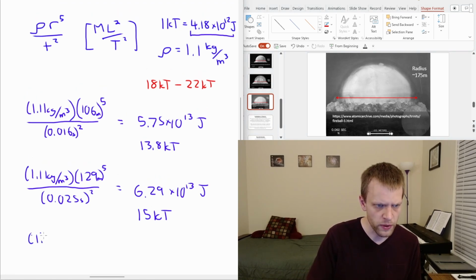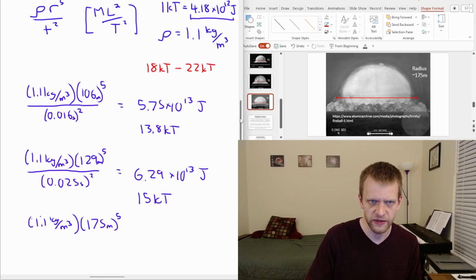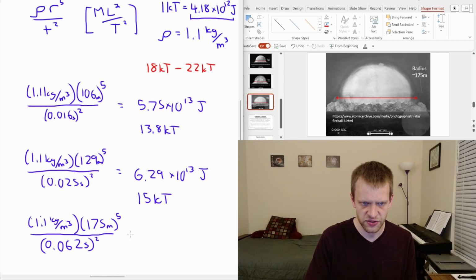So we've got 1.1 kilograms per cubic meter. We've got a 175 meter radius. We are taking that to the power of 5, and then dividing by 0.062 seconds, and we square that. In this case, this one is the one that I'm expecting to have a little bit higher error, but let's see what we get.